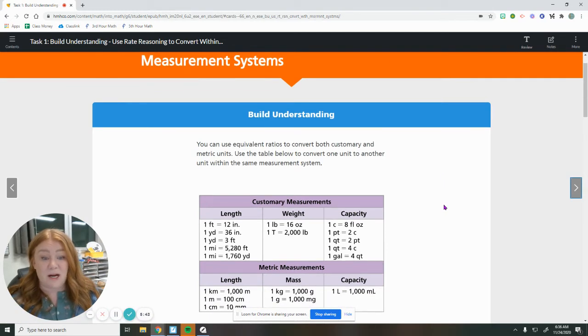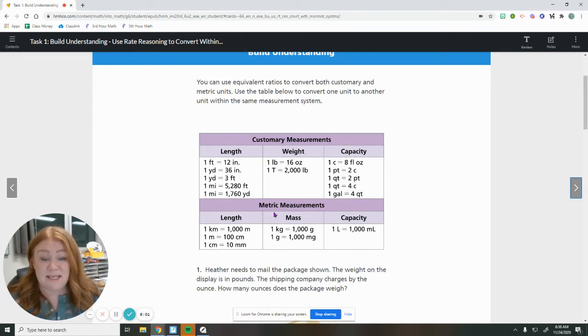Okay, so we are working on converting measurements today and seeing, if I have 3 cups, how many quarts is that? Or if I have 20 pounds, how many ounces is that? Things like that. So we're going to be using this measurement table here today to help us. And we won't need all of it for every problem.